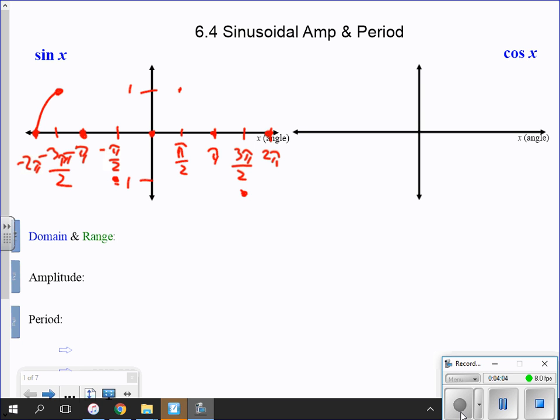And this is what your graph looks like. That's what a sine graph looks like. And it keeps repeating the same thing over and over. That's what a sine graph looks like. Okay? And it'll keep going exactly the same up and down.